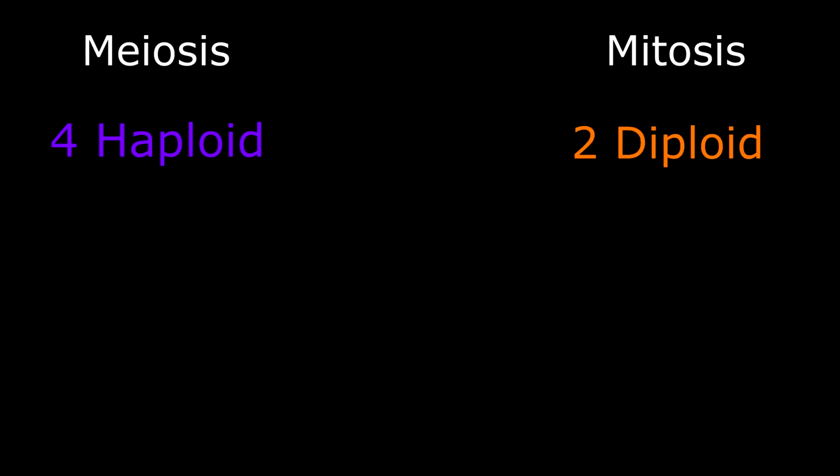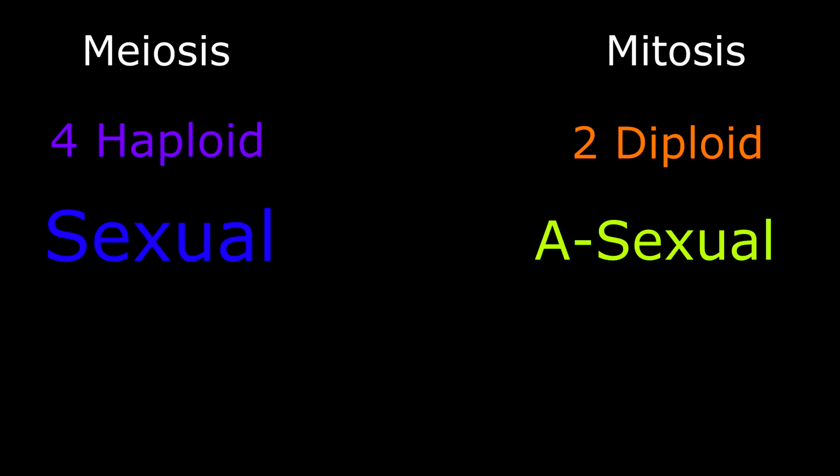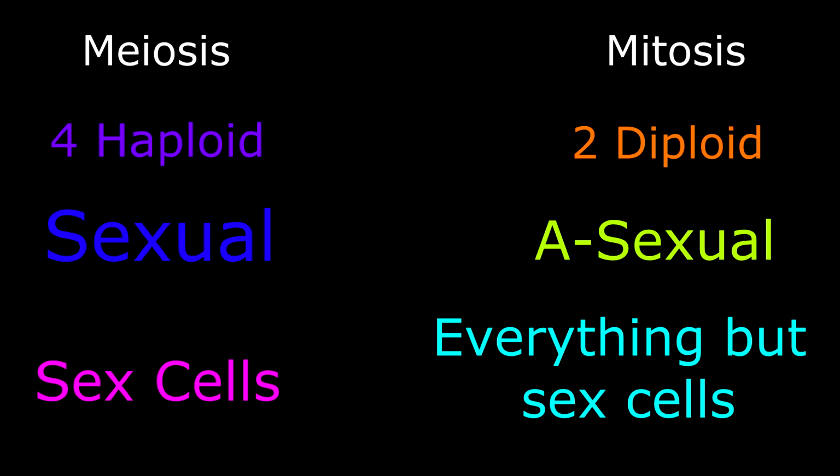Differences of mitosis and meiosis include the following. Meiosis produces 4 haploid daughter cells which are genetically different, and mitosis produces 2 diploid cells which are identical. Meiosis is a sexual reproduction and mitosis is asexual. And meiosis produces sex cells, like eggs and sperm, while mitosis produces everything but sex cells.